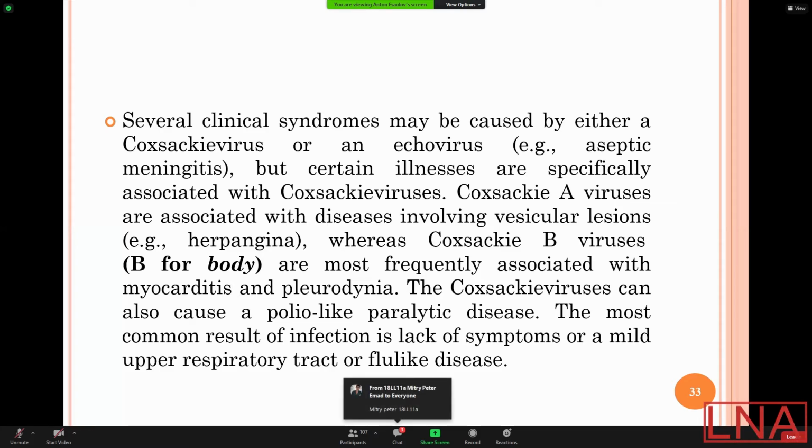The Coxsackie viruses can also cause a polio-like paralytic disease. The most common result of infection is lack of symptoms or a mild upper respiratory tract or flu-like disease. So usually such an infection can be observed as an acute respiratory viral infection.